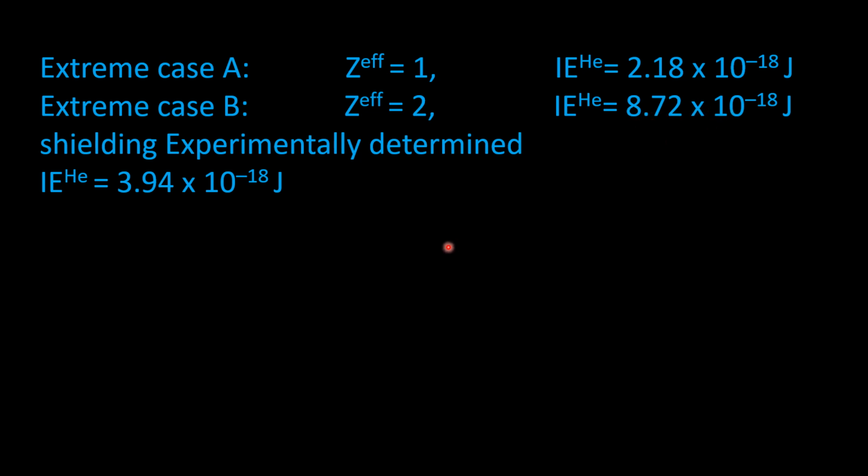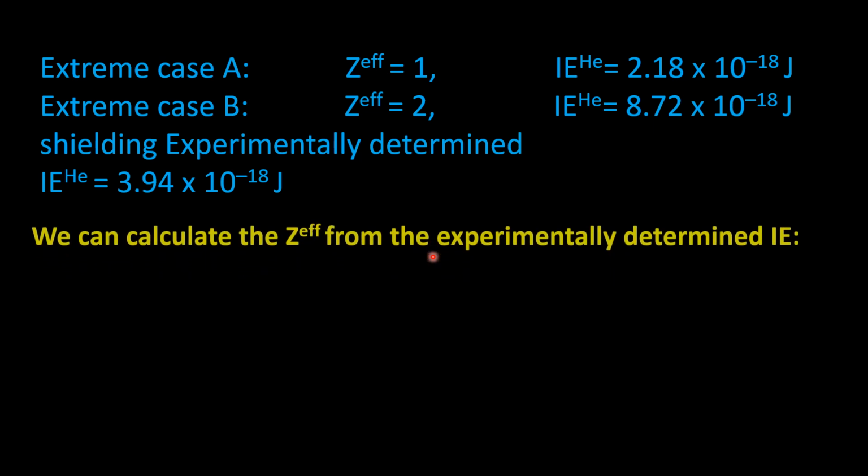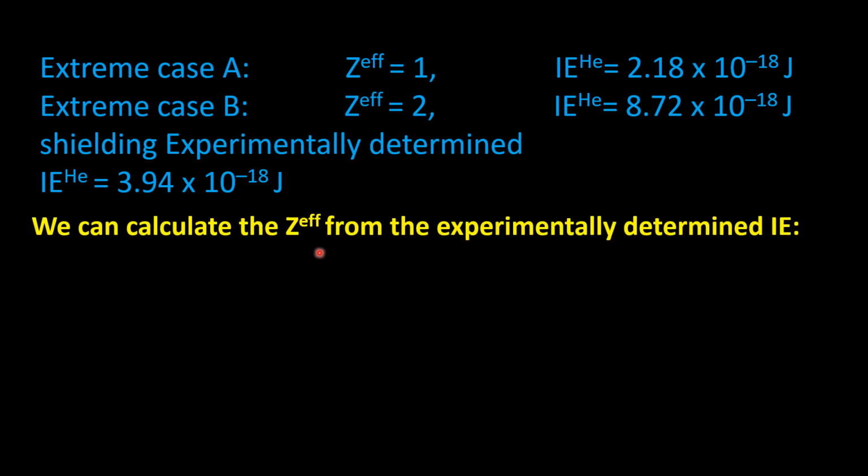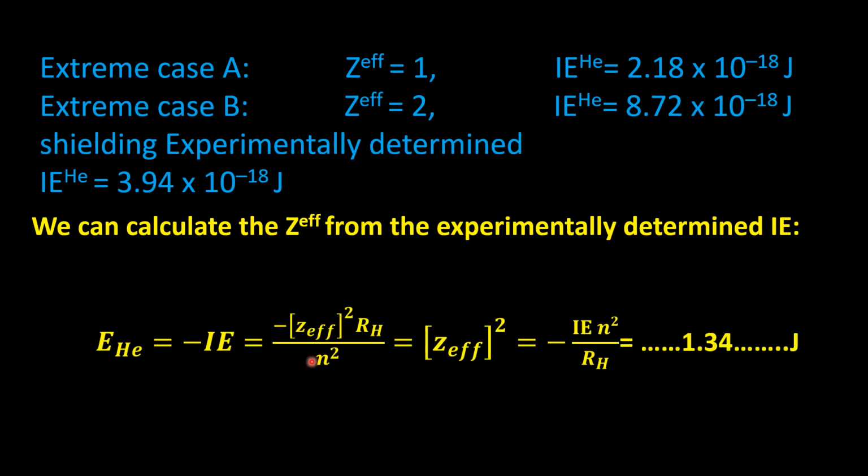So we can calculate the Z effective, that is effective charge, from the experimentally determined ionization energy values. When we have the experimentally determined ionization value, we can calculate the Z effective for the helium atom. For the helium atom, you know that its binding energy is minus ionization energy, which is equal to minus Z effective times Rydberg constant over n square. So from here we can calculate Z effective, which is equal to minus ionization energy times n square over RH.